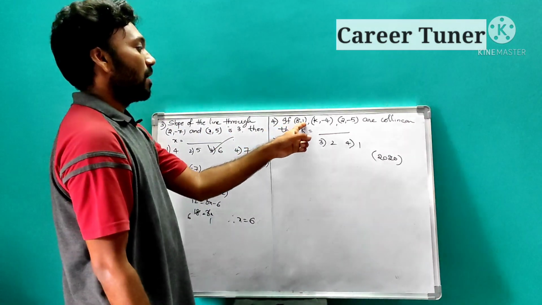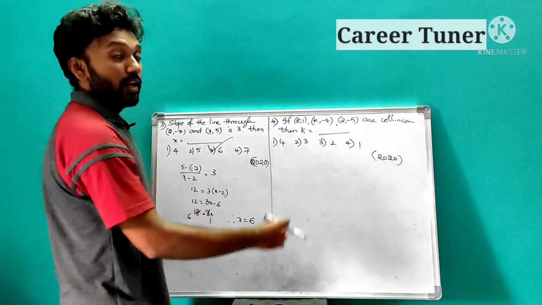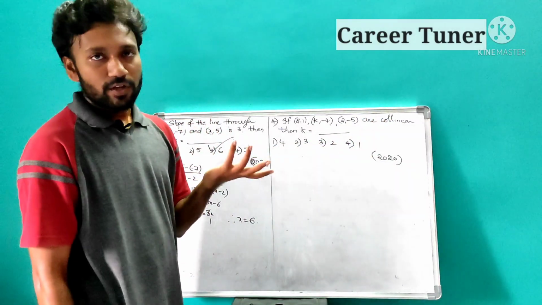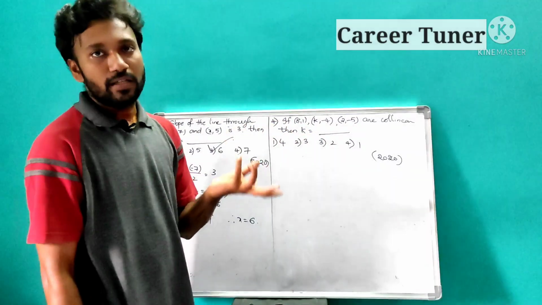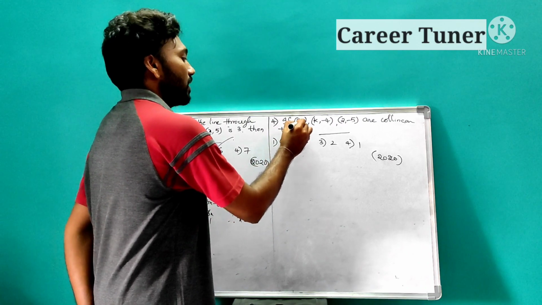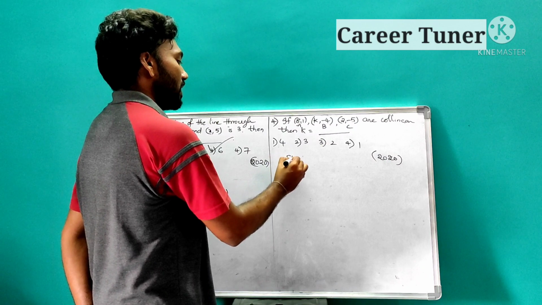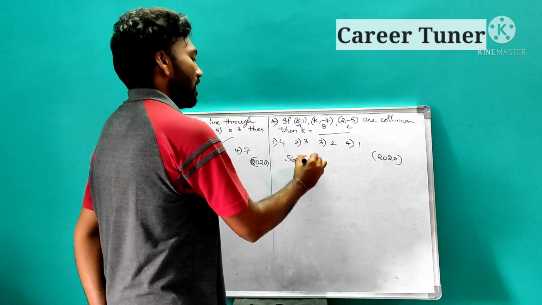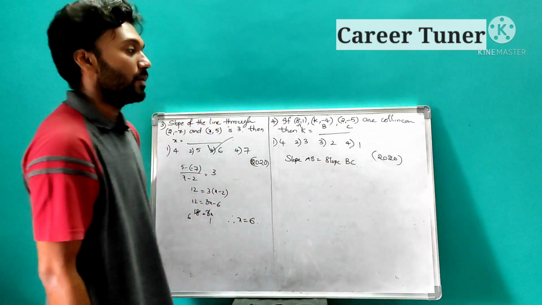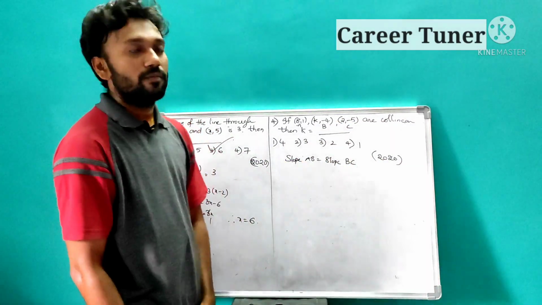Okay. If (8, 1), (k, -4) and (2, -5) are collinear, then what is the value of k? So here he has asked about the collinearity condition. Generally in our textbook, while solving, we use area of triangle equal to 0. But here if you do that, it takes a lot of time. So we are going to treat them as point A, point B and point C. Whenever the condition of collinearity comes, slope of AB is equal to slope of BC. Why? Because all these three points are collinear, so they are on the same line. So slope of AB is equal to slope of BC.